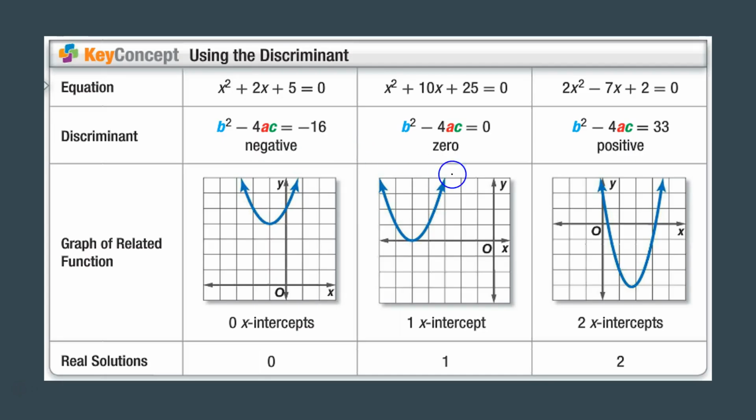Alright, so we're also going to be talking about using the discriminant, which is this lovely formula, b squared minus 4ac. If we happen to get a negative number, we're going to know we have 0 x-intercepts, which also means we're going to have 0 real solutions. If we get 0 as our discriminant when we plug everything in, we get 1 x-intercept and 1 real solution. If it happens to be positive, that's when we're going to have 2 x-intercepts and 2 real solutions.